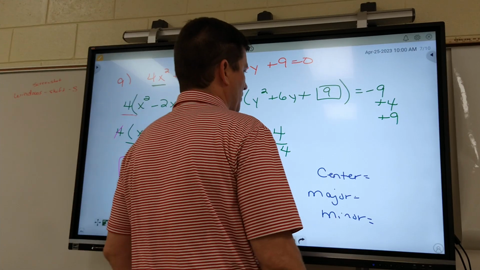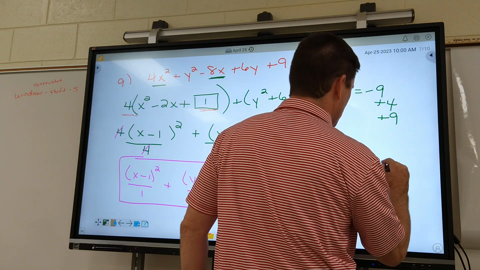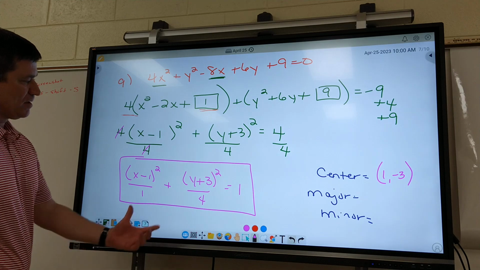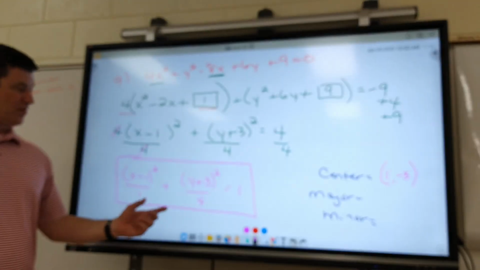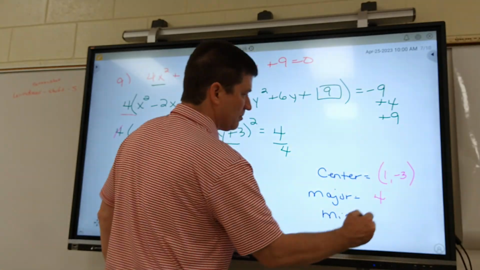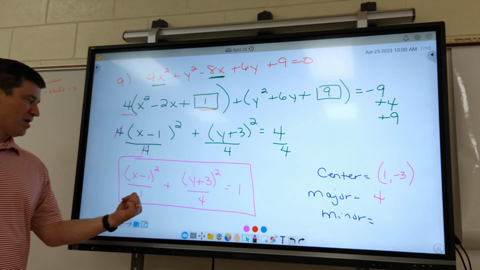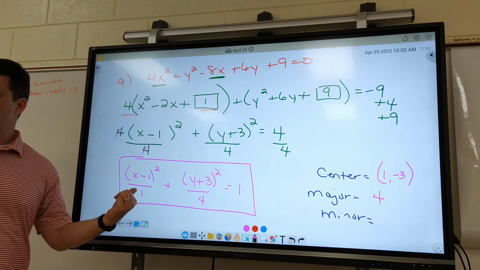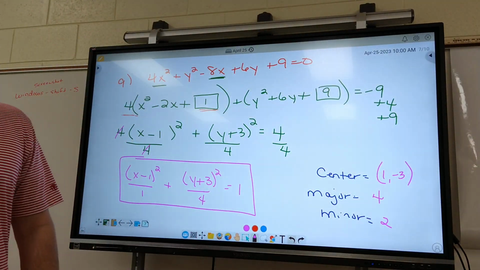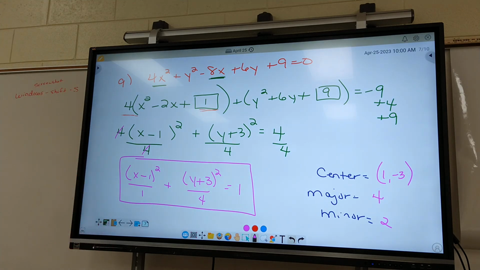Should be positive 1, negative 3 is our center. Good. All right, major axis. Let's take the square root of the bigger number. The bigger number is 4. Square root of 4 is 2. Double it, you get 4 for the major. The minor, what's the square root of 1? Double it. 2. It's a little harder when you don't graph them because you can't count. You have to do it that way. All right, so that's how we're going to do 9, 10, 11, and 12. A little bit of work we got to show.